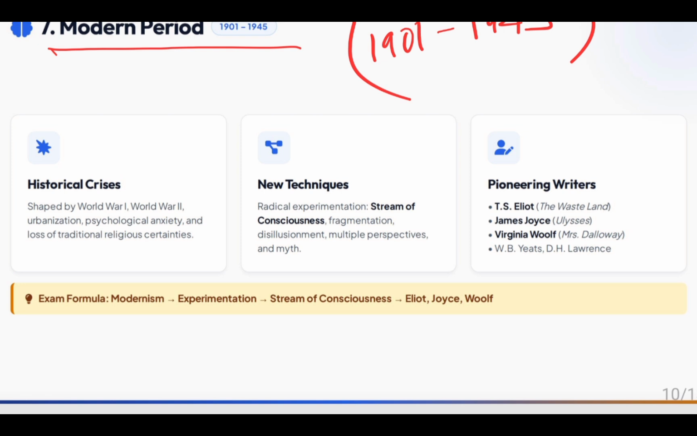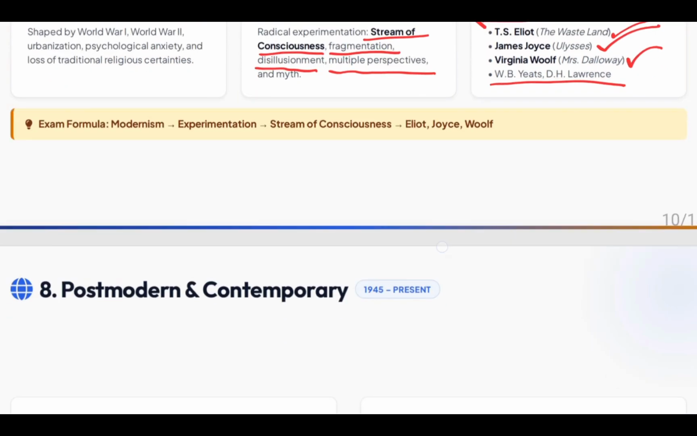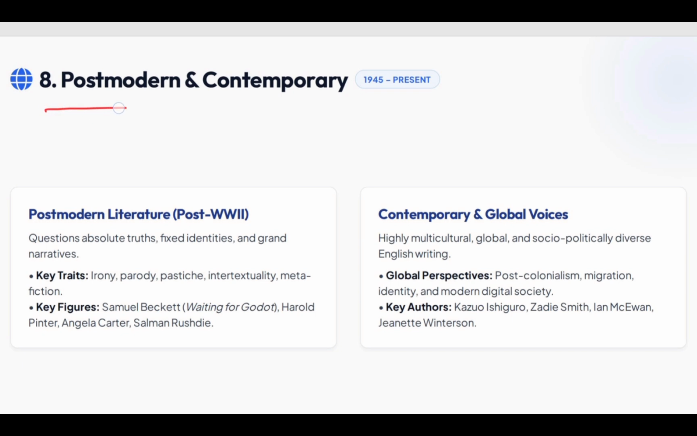Modernist writers experimented with new literary techniques. Important characteristics include fragmentation, stream of consciousness, disillusionment, multiple perspectives, experimentation, myth. Major writers of this period are T.S. Eliot, James Joyce, and Virginia Woolf, very important, W.B. Yeats, and many more. We will read them when we cover this modern age. Now move to the next slide, that is the post-modern, also called contemporary age, 1945 to the present day.